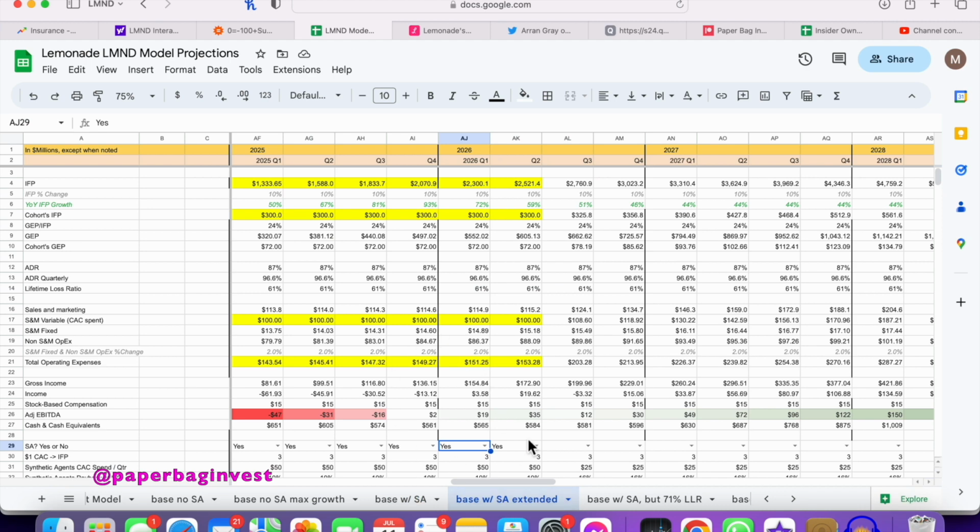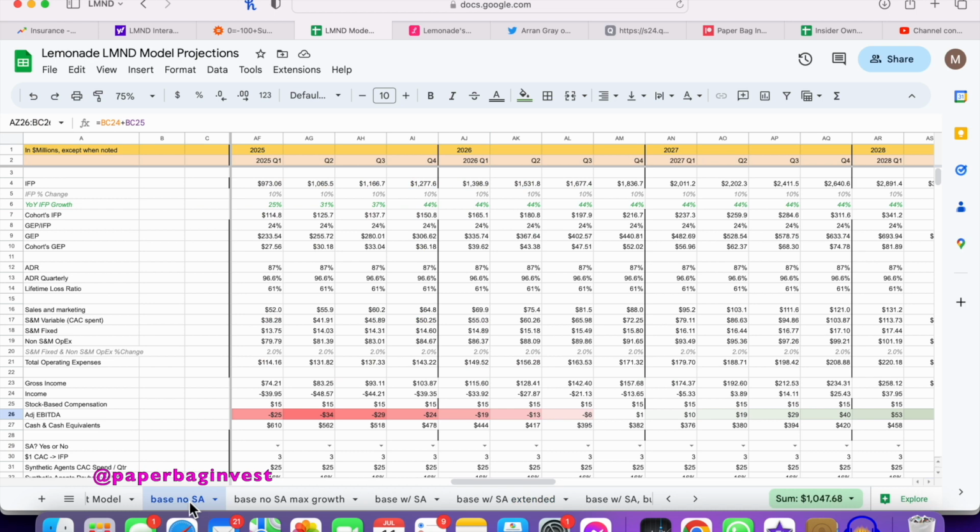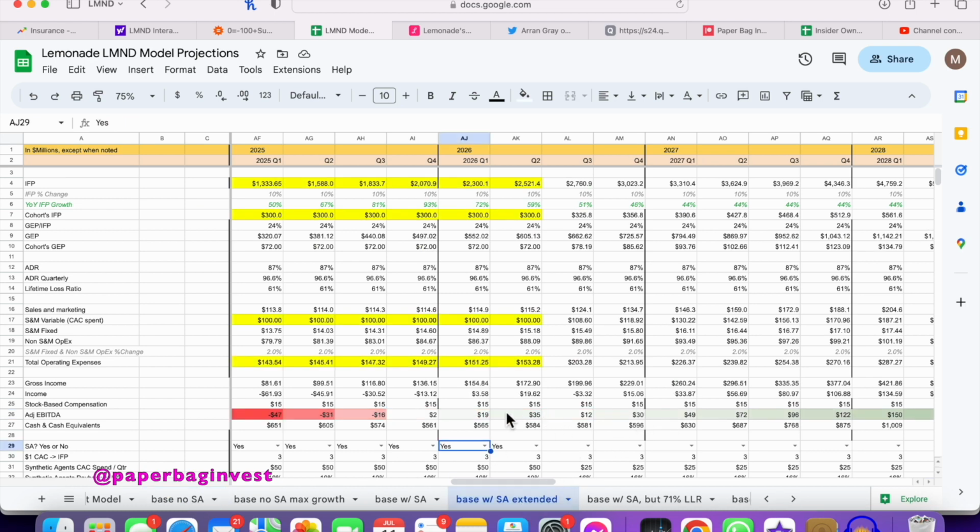And if we compare this extended synthetic agent to the totally base case with no synthetic agents effect, you can see it shifts again almost 2027, the start there, back at least a year sooner in sort of beginning of 2026, maybe end of 2025, just starting to become profitable.